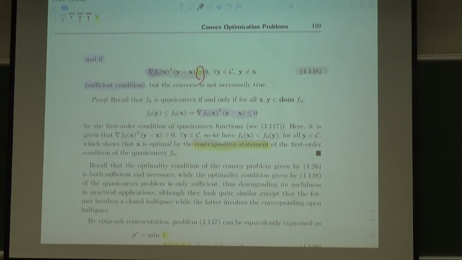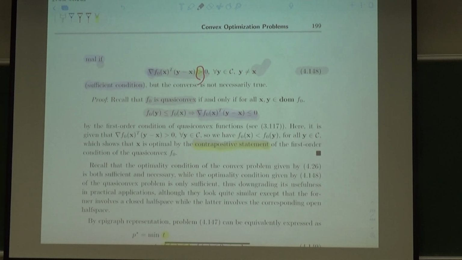Contrapositive statement. Because F0 is quasi-convex, by the first-order condition of a quasi-convex function, F0y plus F0x implies this in chapter 3. However, we are given the conditions here.